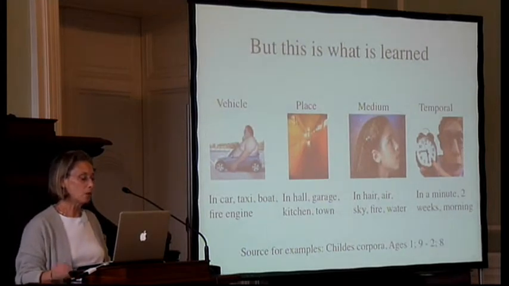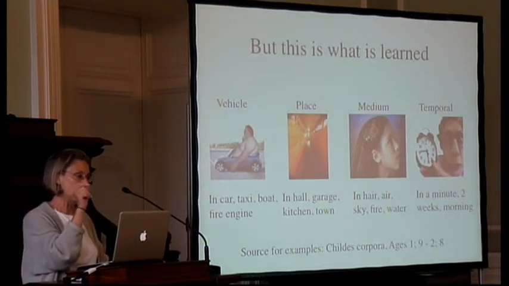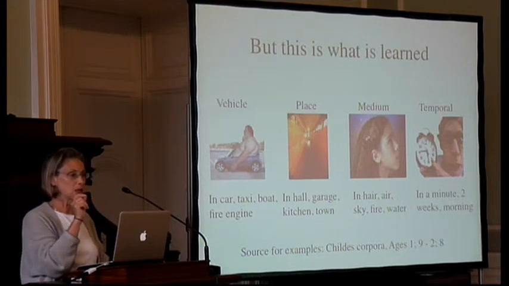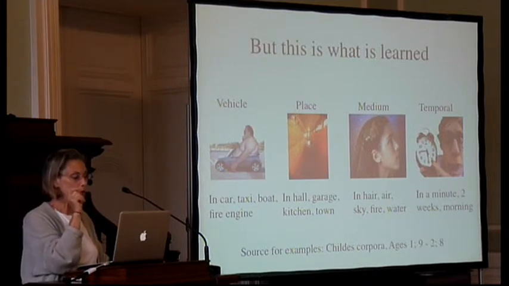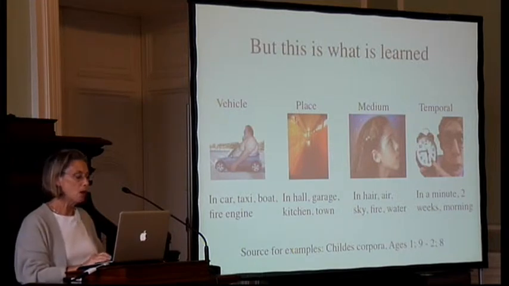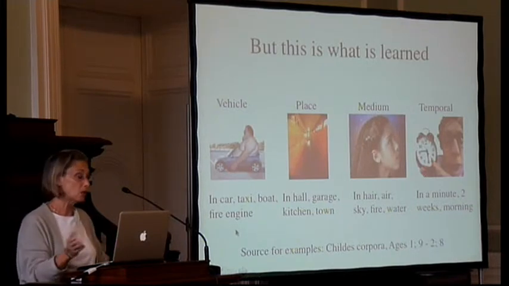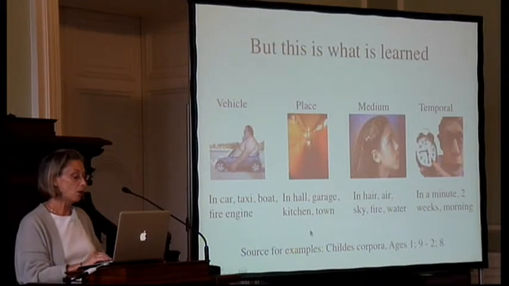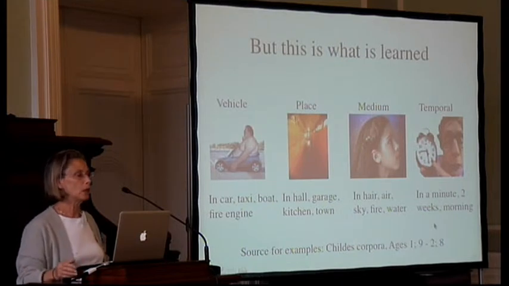And this is the example of just doing a corpus search with the word in. And not just looking at the number of instances of the word in, but the combinations that are produced by children who are between 1 year, 9 months, and 2 years, 8 months. So these are really young kids. The different categories that we've come up with are things like in a vehicle, so in a car, in a taxi, in a boat, in a fire engine. These are all attested. Places: in a hall, in a garage, in a kitchen, in a town. Media: in hair, in air, in the sky, in fire, in water, and temporal uses, so in a minute, in 2 weeks, and in the morning.